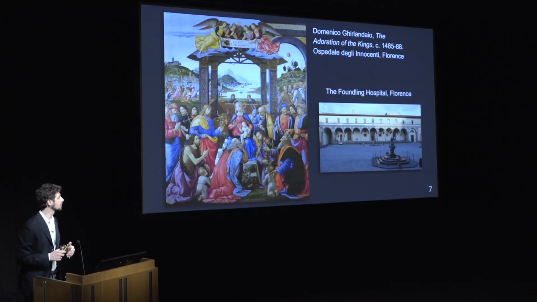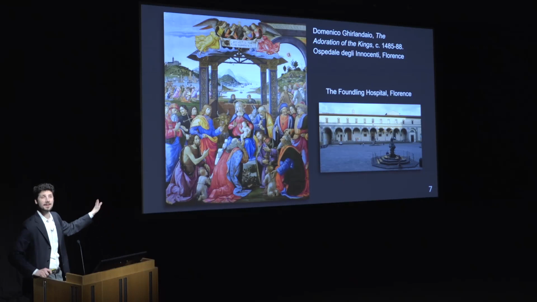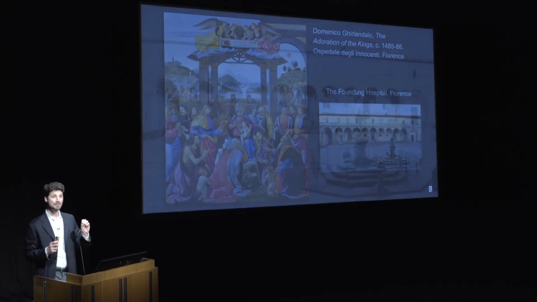The second aspect we need to consider is that an altarpiece is a handmade work, right? So there's some craft and there's some legal aspects involved in the creation of an altarpiece. And I want to carry on with an adoration of the kings, because for this one, painted by Ghirlandaio approximately 10 years after Botticelli's one, for the Foundling Hospital in Florence, we have the contract, it survived. I got some excerpts for you.